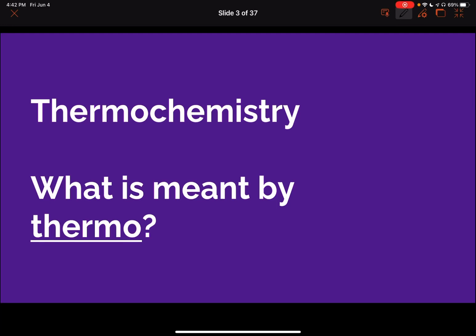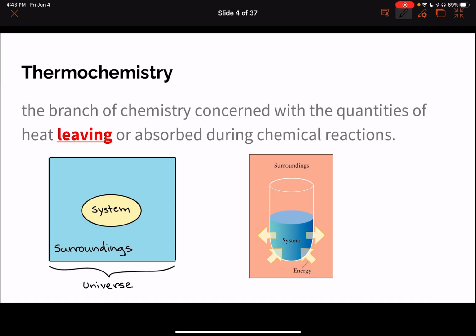Okay, we're beginning our new unit known as thermochemistry. So, what is meant by thermo? When we think of thermo, we might think of something as thermal, like a thermal we put on during the winter or a thermal blanket to keep us warm. So, we're talking about not only warmth, but we're talking about heat and energy. So, if we're talking about thermochemistry, it's just a branch of chemistry that's concerned with the quantities of heat either leaving or absorbed during a chemical reaction.